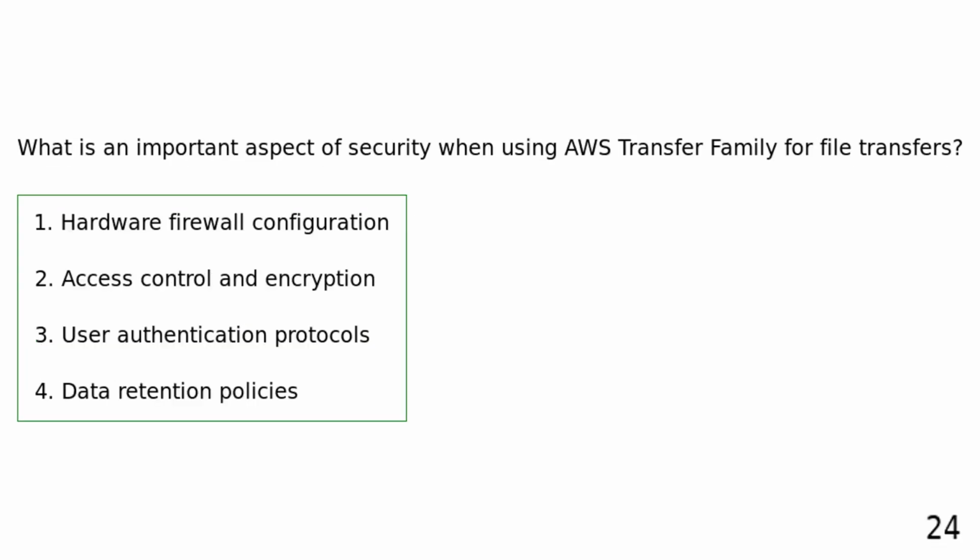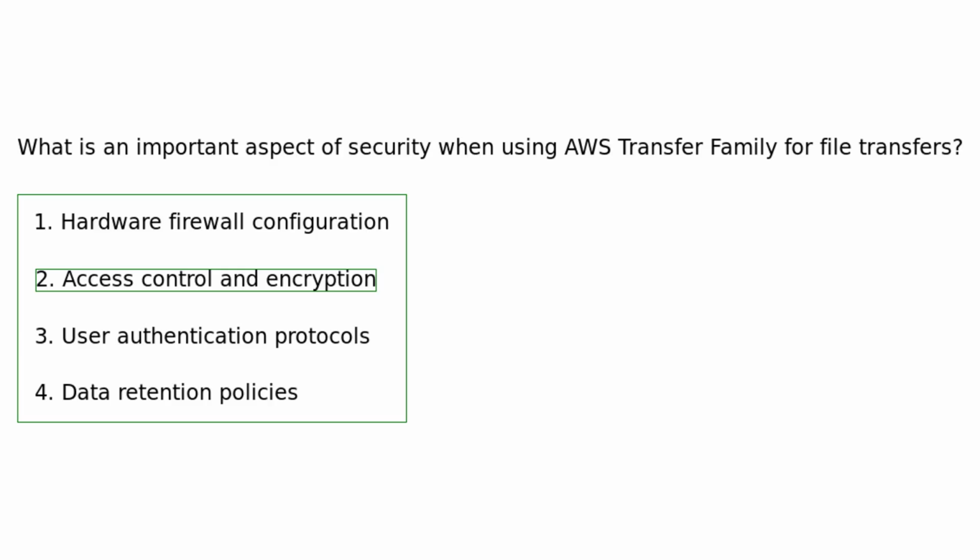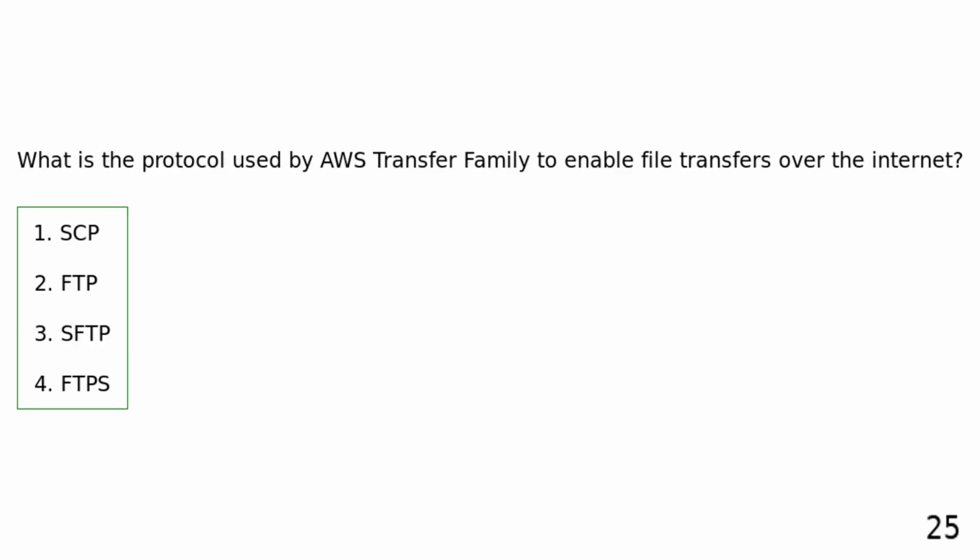What is an important aspect of security when using AWS Transfer Family for file transfers? Hardware firewall configuration. Access control and encryption. User authentication protocols. Data retention policies. Access control and encryption are important aspects of security when using AWS Transfer Family, ensuring that files are protected during transfer and at rest.